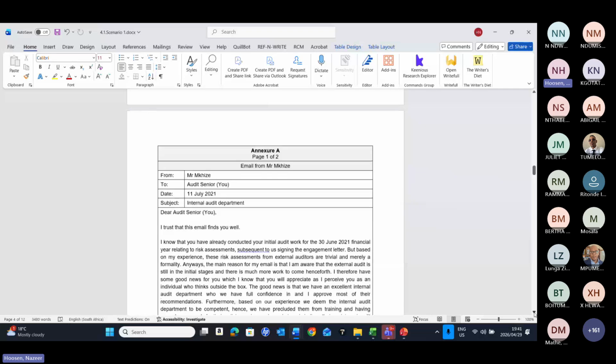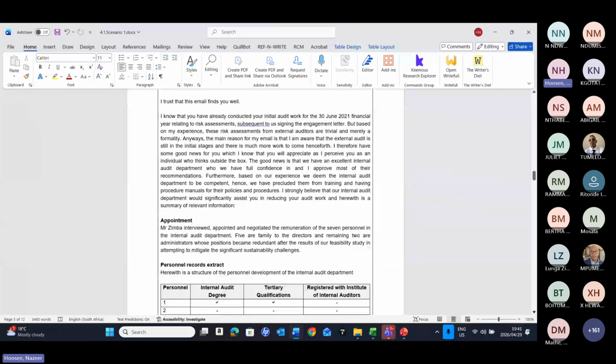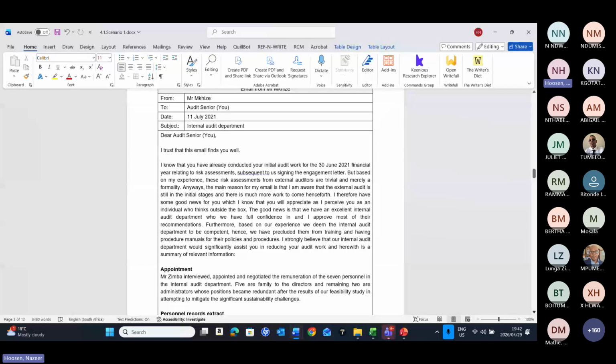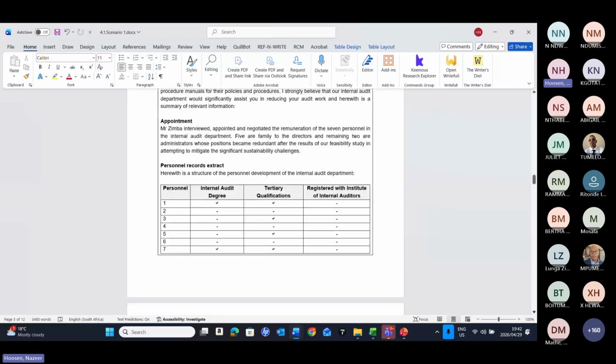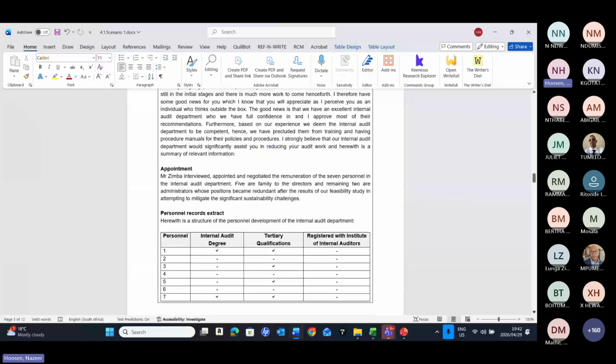We go on to Extra A, page 1 of 2, an email from Mr. Mkize. And here's the email. It speaks about various aspects. And this is where ISA 610 was examined, in terms of the internal auditors. And it was done as such. So with this being said, any ISA standard could be examinable.